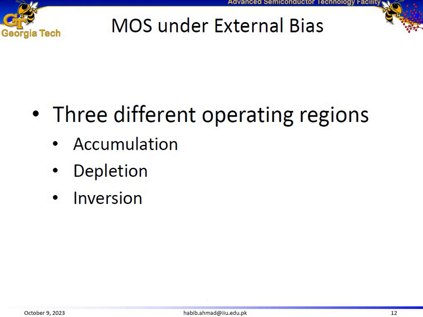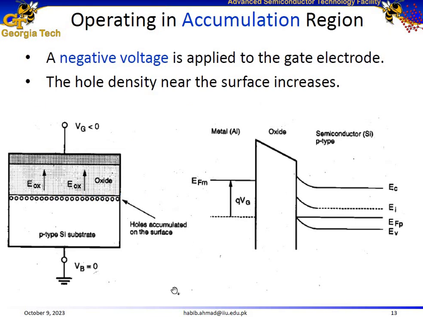There are different modes of operation of the metal oxide semiconductor. There is accumulation mode, then the depletion mode, and we also have an inversion mode. The MOSFET is operated mostly in the inversion mode of operation. Let us discuss each one of them in detail.